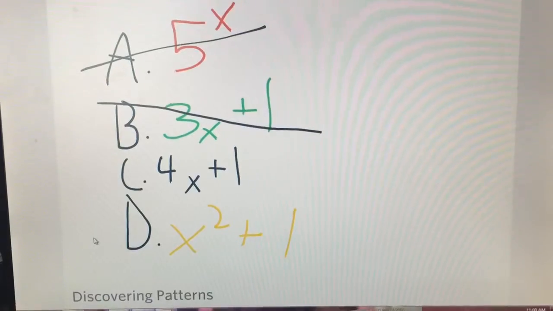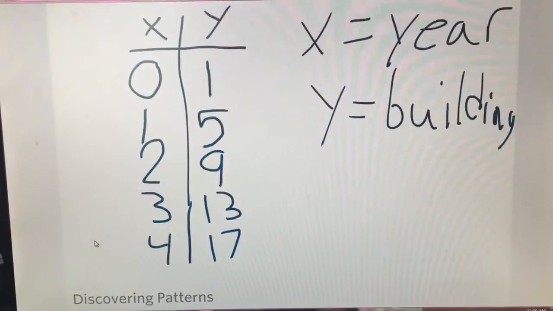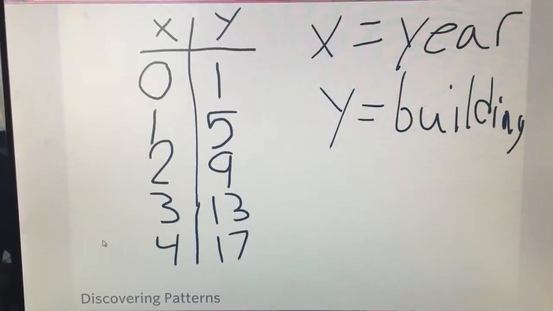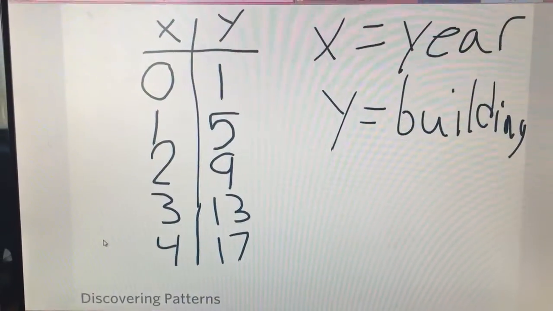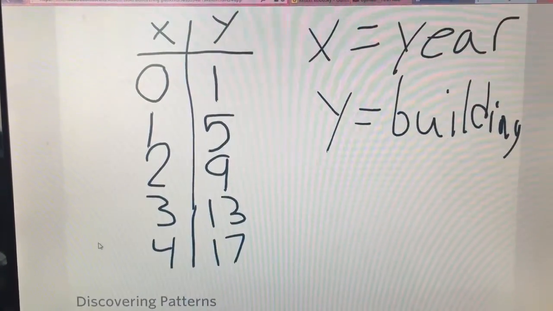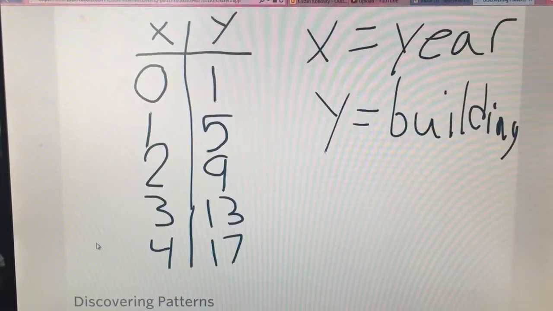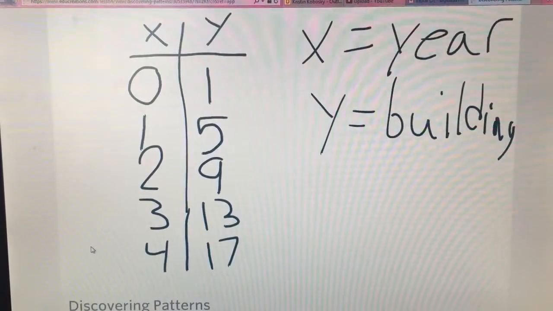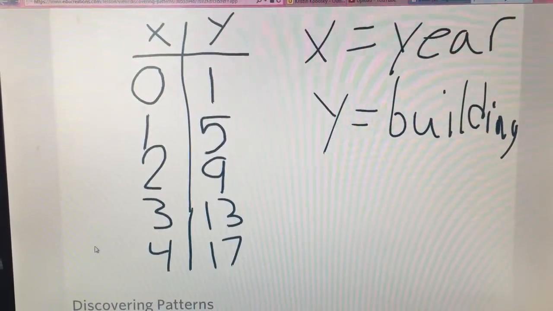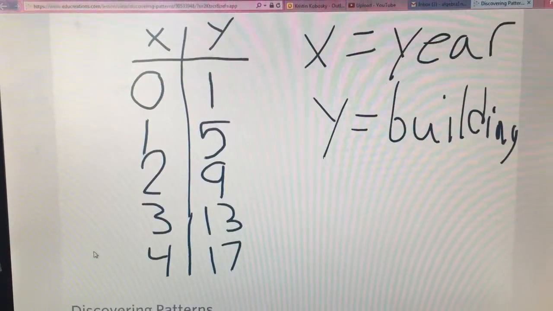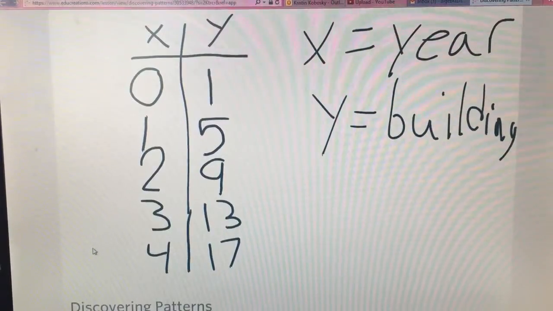Next, let's check answer choice C. When you plug in 4 for x on the first one, 4 times 0 equals 0, plus 1 equals 1. So that works out. For the next one, 4 times 1 equals 4, plus 1 equals 5. That checks out too. 2 times 4 equals 8, plus 1 for the next one equals 9.